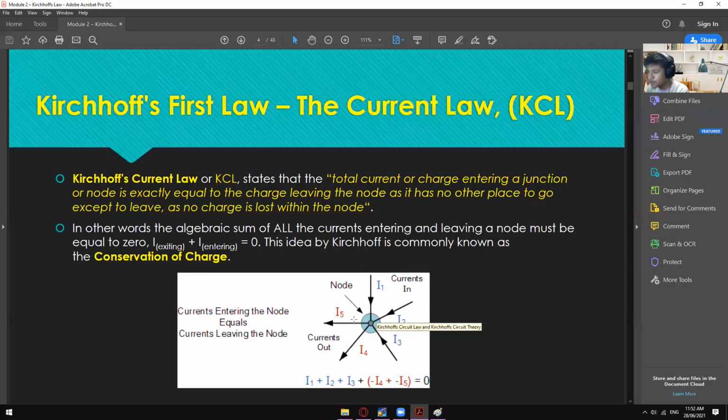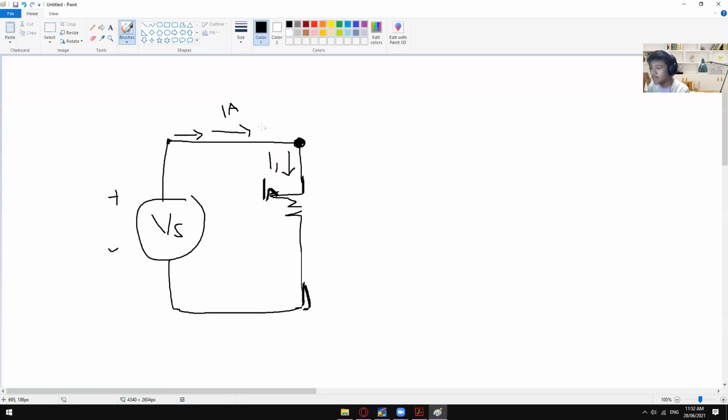And here's the equation when it comes to KCL. We just have a simple rule. If it's entering a node, we have a positive sign. If it's leaving a node, then we have a negative sign. So if you take a look at this one, let's say we have 1 amp right here. That's entering, so that's positive 1 ampere.